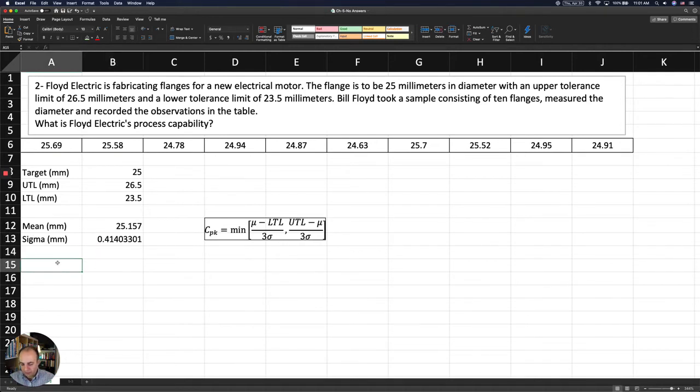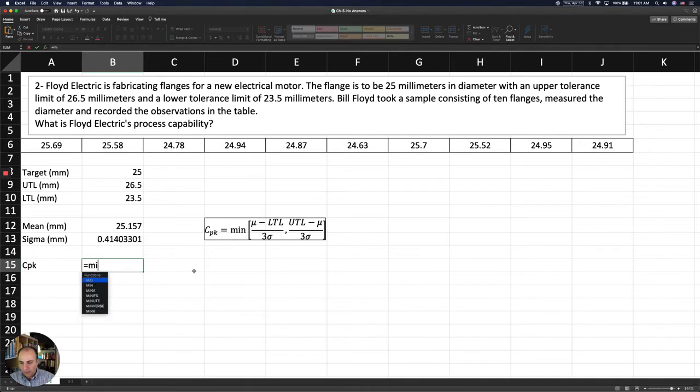Then I can go ahead and calculate my CPK. CPK is this formula, and I can build it in Excel. It starts with a minimum, so minimum of, first this value and then this value. The first value is going to be mu minus LTL over 3 sigma. So this is my mu minus my LTL, close parens, divided by 3 times sigma. This builds my first argument: mu minus LTL over 3 sigma, B12, which is mu, minus B10, which is LTL, divided by 3 times B13, which is my sigma.